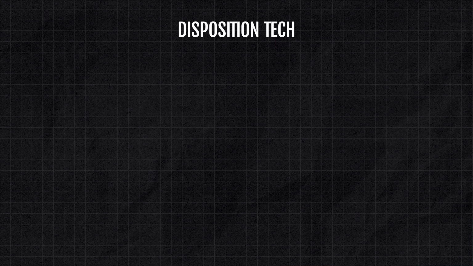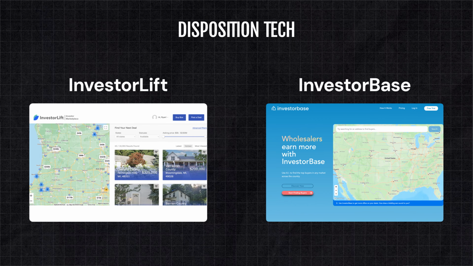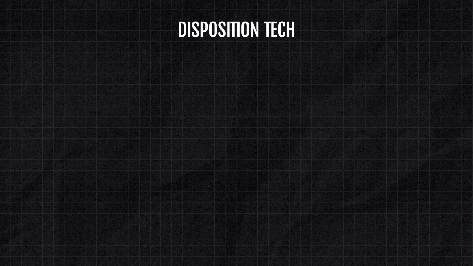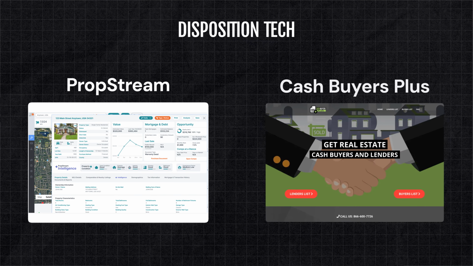The next one is if you're wholesaling and not flipping or developing, you need a way to disposition your deals. If you want to use the tool for everything from sending out communication and selling it, you can use something like InvestorLift, InvestorBase, and similar software. If you just want to scrape information, you can use those. You can also use Facebook groups, your local area and investor Facebook groups. You can also use PropStream. You can also use Cash Buyers Plus. But tech is a great way to get better at dispositions, selling deals, and making more money.